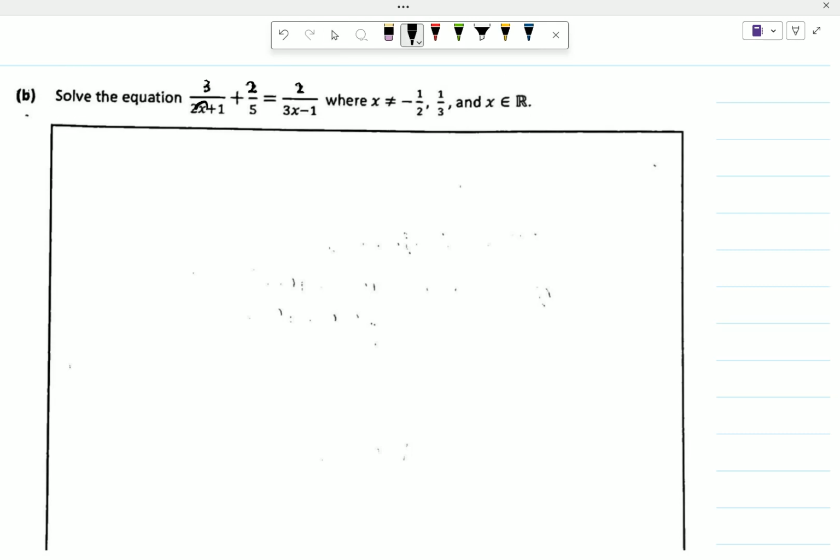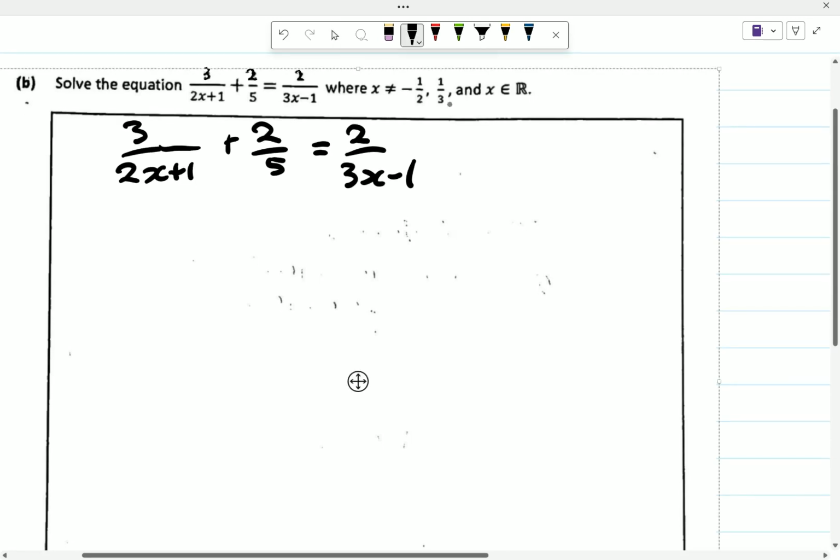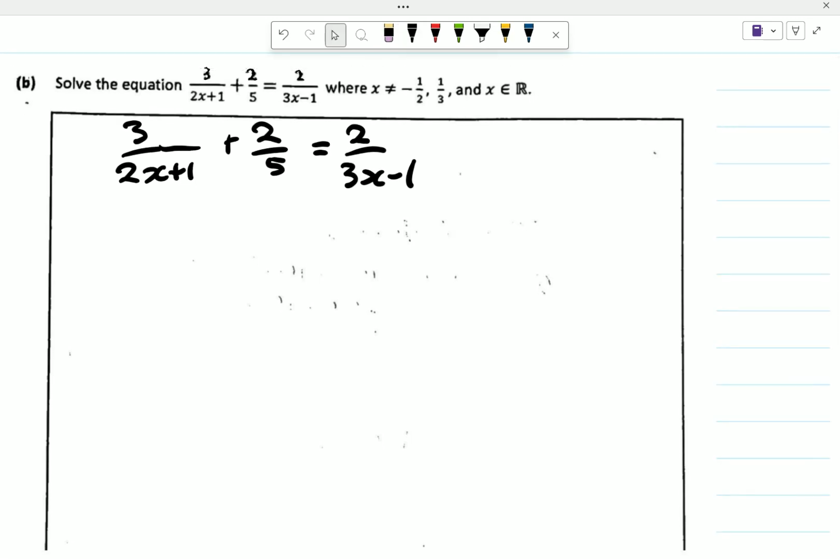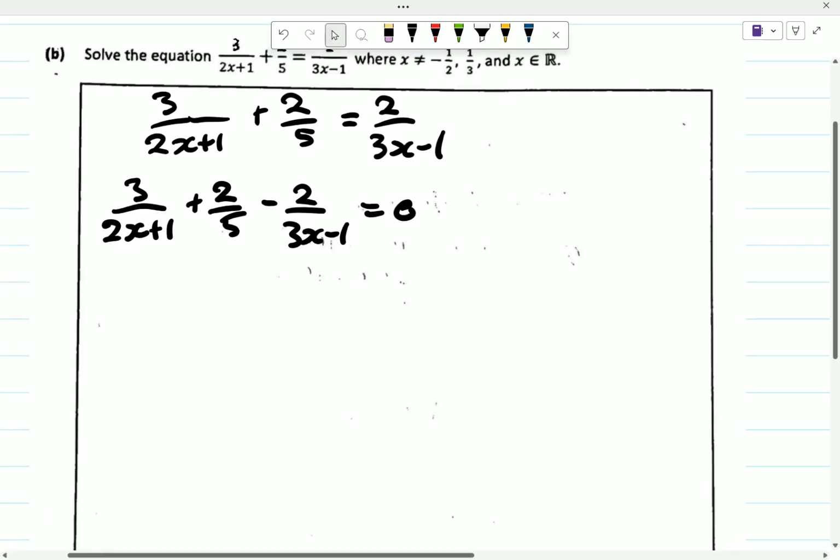So solve the equation, find the value for x. What we're going to do is transform this into a quadratic expression, let it equal 0, and we should be able to factor out x and find it. So first things first, let's write out each of our fractions just so we have it all laid out. 3x minus 1. We're going to bring this across. So we're going to minus both sides. So 3 over 2x plus 1 plus 2 over 5 minus 2 over 3x minus 1 equal to 0.